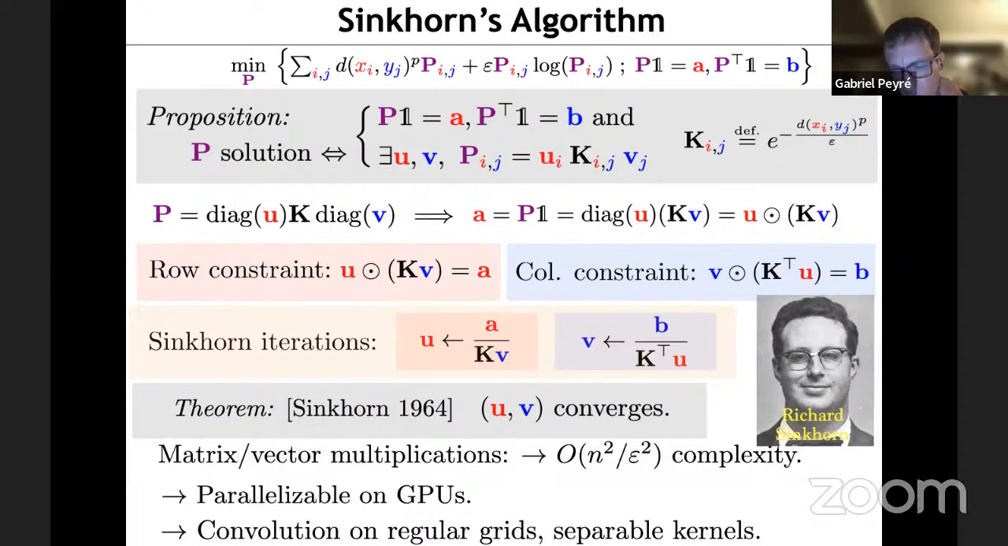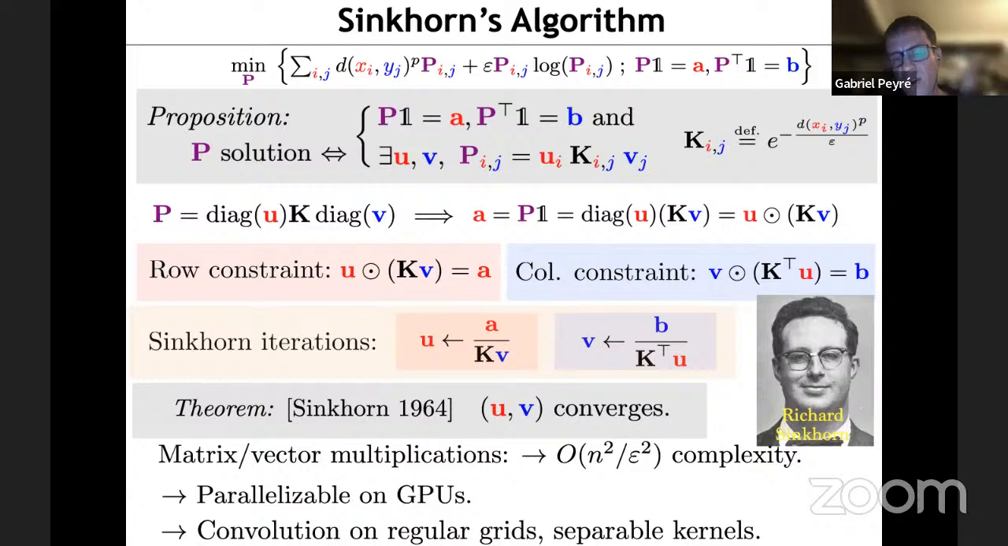And mirror descent is known to converge basically at rate 1 over the number of iterations. And by leveraging the convergence speed of mirror descent, you can actually show that if you want to approximate optimal transport to some precision, you can choose epsilon to be equal to the precision. So epsilon will be the precision. And the number of iterations you need to reach this precision is actually 1 over epsilon squared.